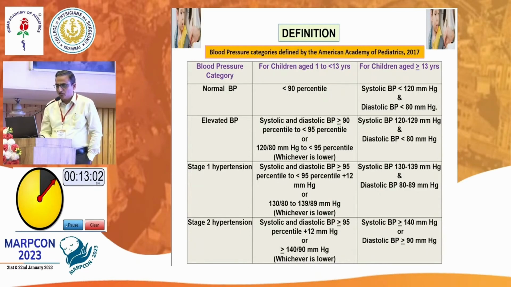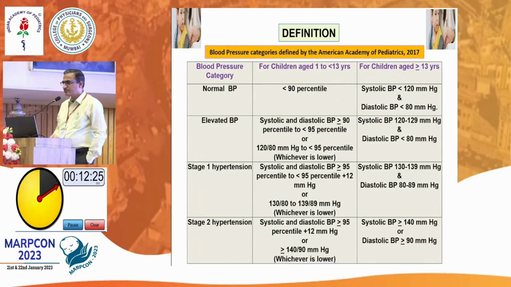In case of children, normal BP is BP less than 90th percentile. Elevated BP is BP more than or equal to 90th percentile to less than 95th percentile, or BP of 120 by 80 to less than 90th percentile, 95th percentile, whichever is lower. Stage 1 hypertension is systolic BP, diastolic BP more than or equal to 95th percentile to less than 95th percentile plus 12 millimeter of mercury, or BP of 130 by 80 to 139 by 89, whichever is lower. Stage 2 hypertension is BP more than or equal to 95th percentile plus 12 millimeter of mercury, or BP of 140 by 90 or more, whichever is lower.